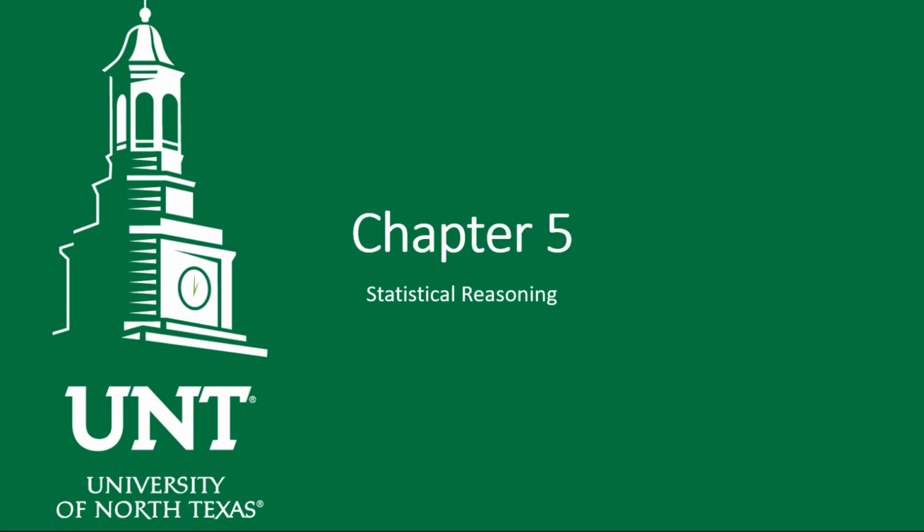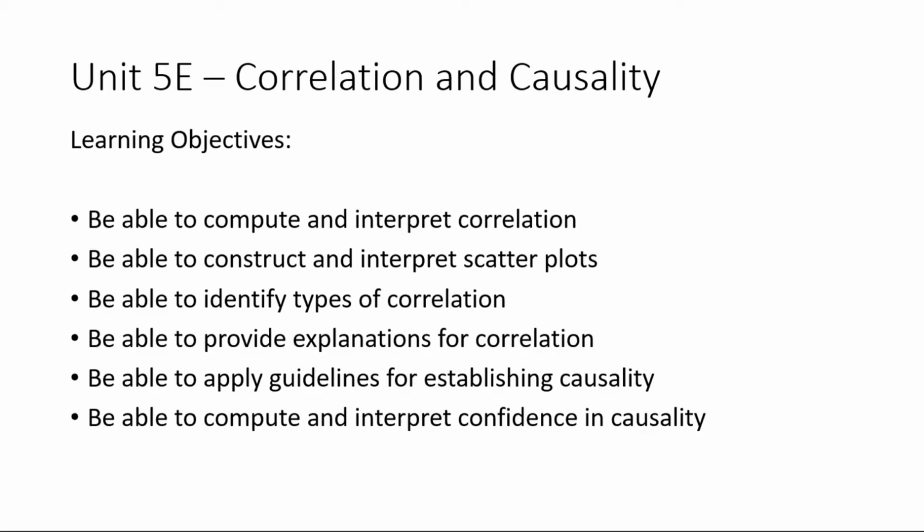We continue with our study of statistical reasoning. This lesson is called Correlation and Causality. The learning objectives for this lesson are: be able to compute and interpret correlation, be able to construct and interpret scatter plots, be able to identify types of correlation, be able to provide explanations for correlation, be able to apply guidelines for establishing causality, be able to compute and interpret confidence in causality.